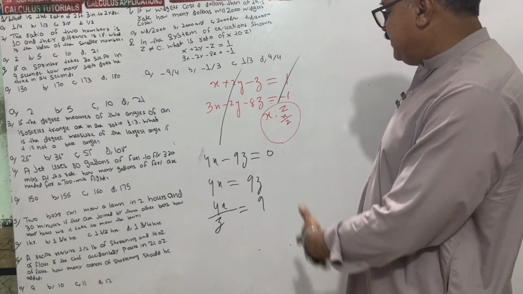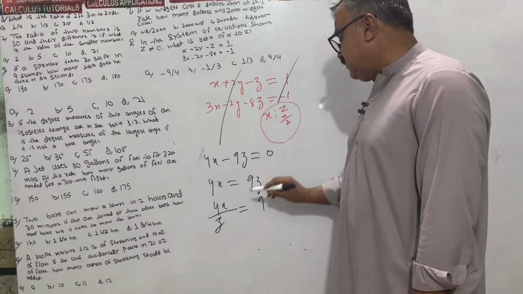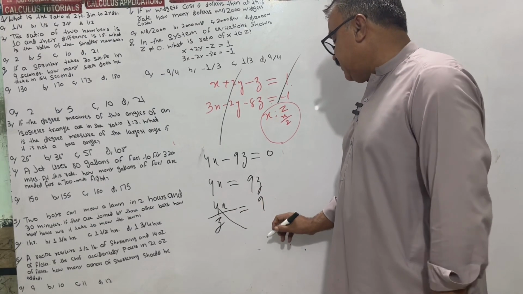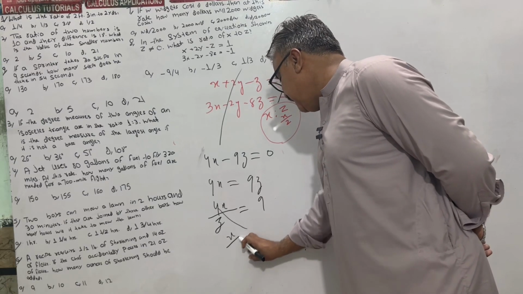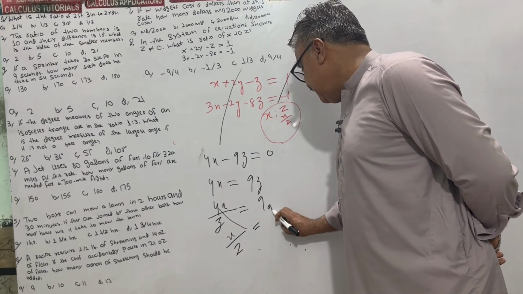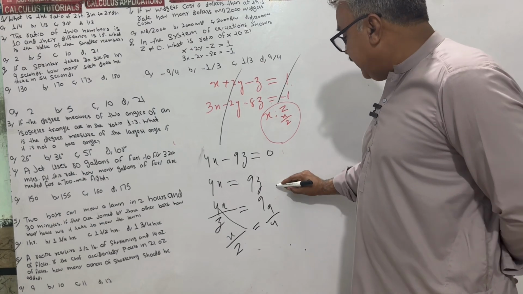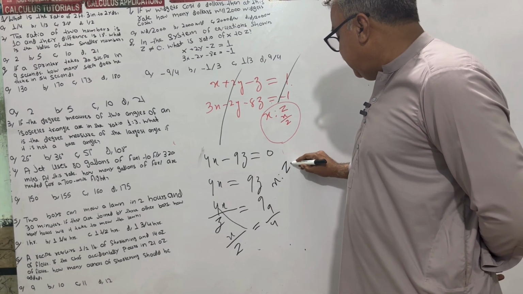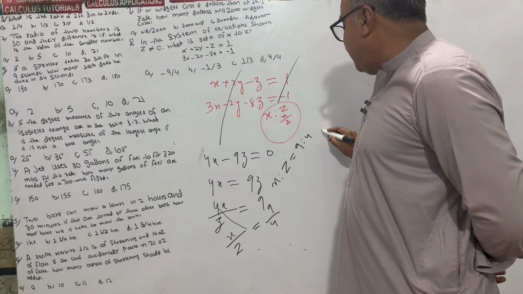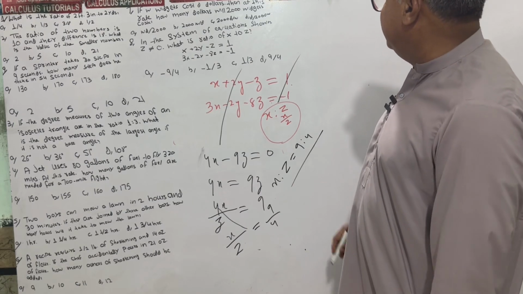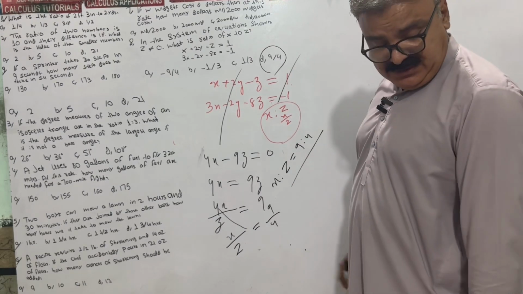As in the previous question, we need x ratio z. Shift 4 from multiplication to division, from left to right. X ratio z is 9 ratio 4. That's our correct answer in that case. Option number D.